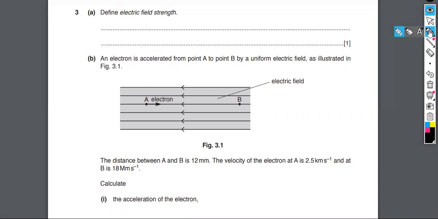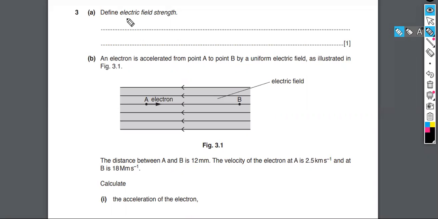All right, I'm going to go ahead and work through this question. This is question 3 from the 2017 administration of paper 2. So it's actually paper 23. It's paper 23 from May, June 2017, question 3. It says define electric field strength.